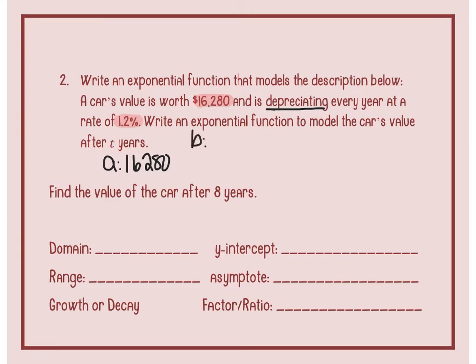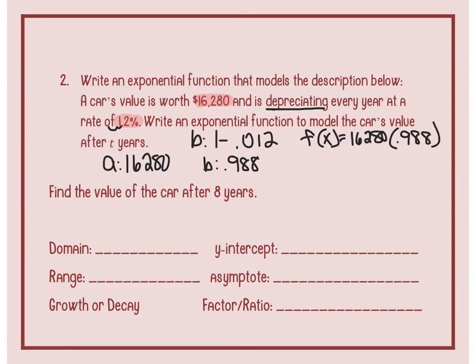My B value, because it's depreciating, I'm going to do 1 minus. We have to convert 1.2% to a decimal, so move the decimal point back 2 times. What is B worth? B is worth 0.988. To write the exponential function, f of x equals your A multiplied by your B raised to t, because t stands for the number of years. So there's your first answer.